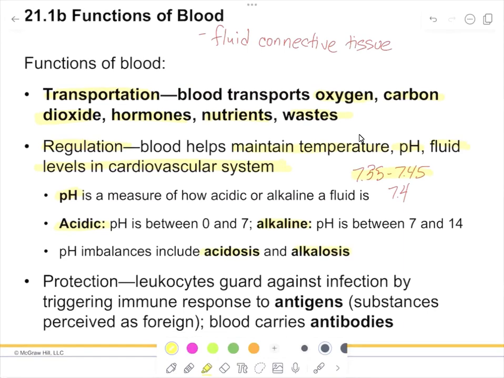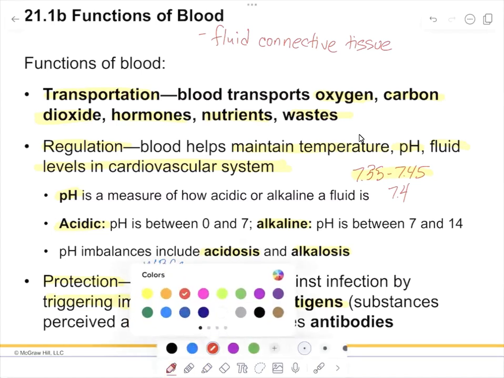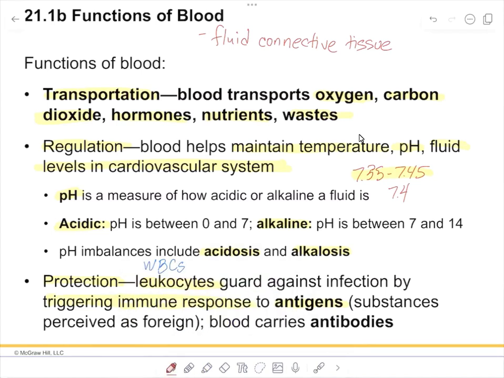The last function of the blood is that of protection, which is super important. And one of the ways protection occurs is because of white blood cells called leukocytes. So you need to know that leukocytes are white blood cells, and there are 5 different ones, which we'll talk about later in this chapter. Those leukocytes guard against infection by triggering an immune response to antigens. And the antigens are small proteins which are on different cells like bacteria.